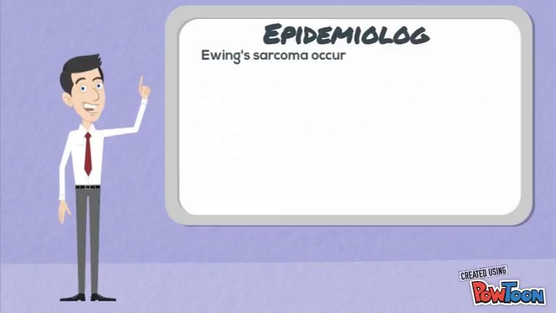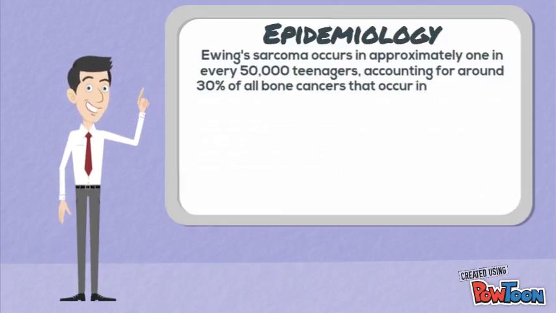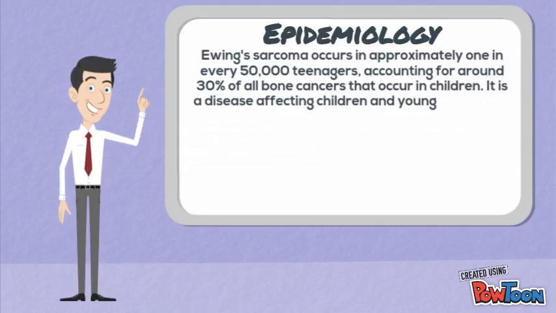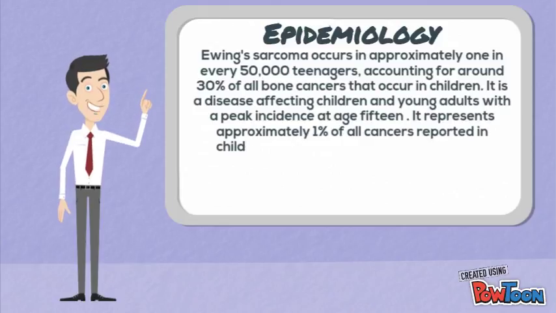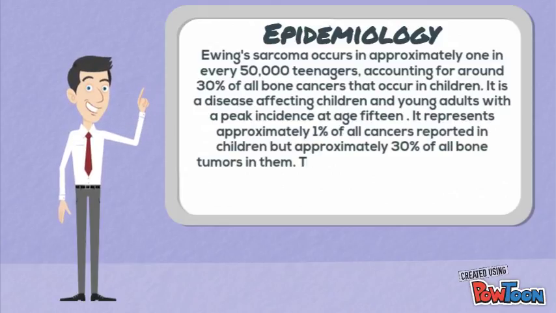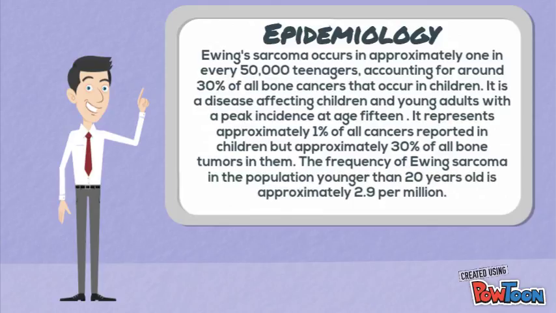Epidemiology. Ewing sarcoma occurs in approximately 1 in every 50,000 teenagers, with a peak incidence at age 15. It accounts for 30% of all bone cancer that occurs in children. The frequency of Ewing sarcoma in the population younger than 20 years old is approximately 2.9 per million.